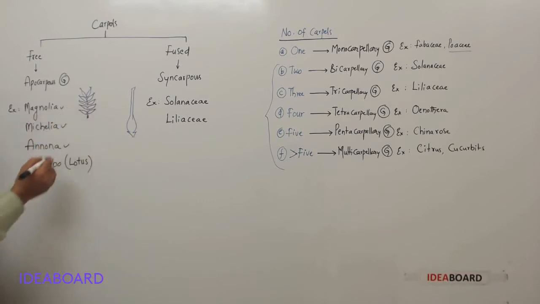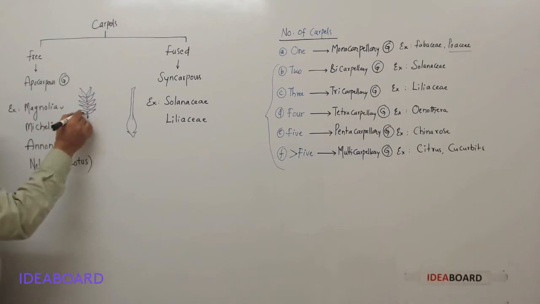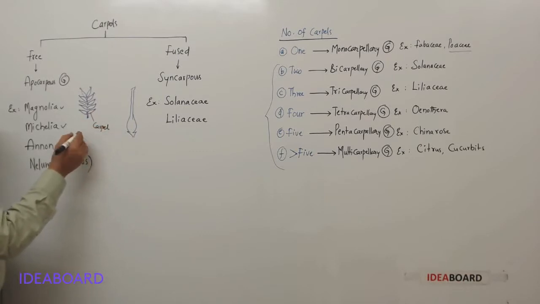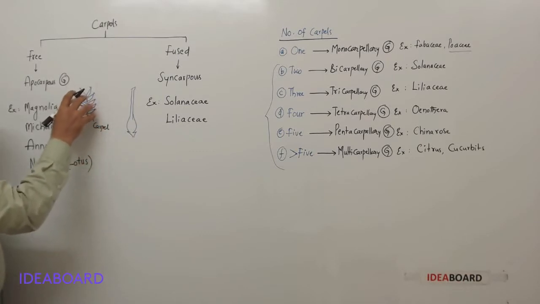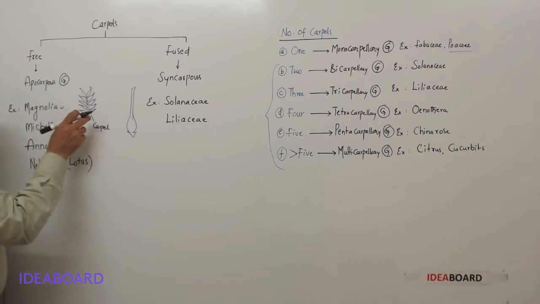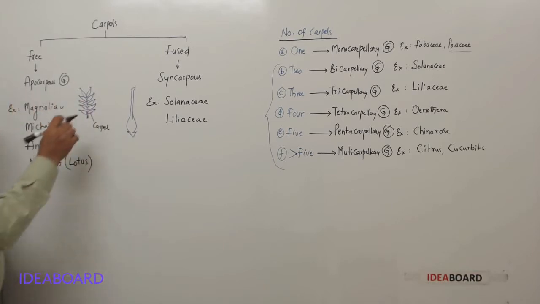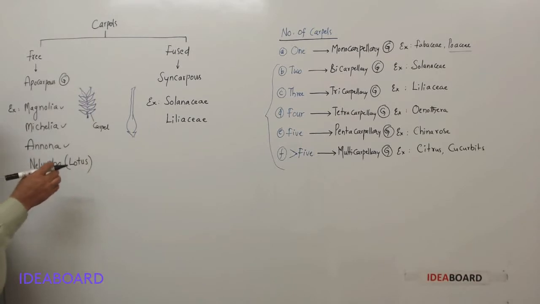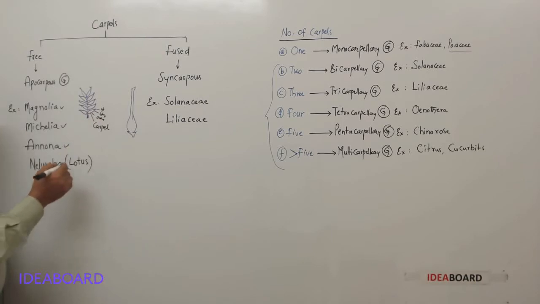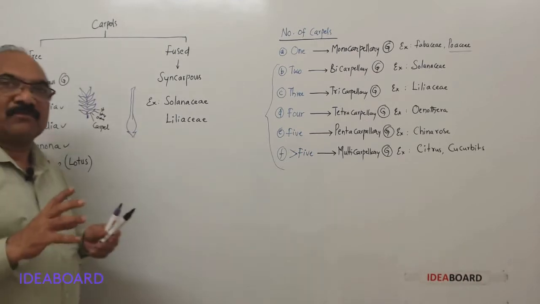So here I drew one diagram, and you can see each one here is a carpel. All carpels are freely present over that thalamus. We have taken only the gynoecium part of the flower. So the carpels are free here. We have to remember that every carpel will show the stigma, style, and ovary. And remember that the ovary after fertilization will become the fruit.